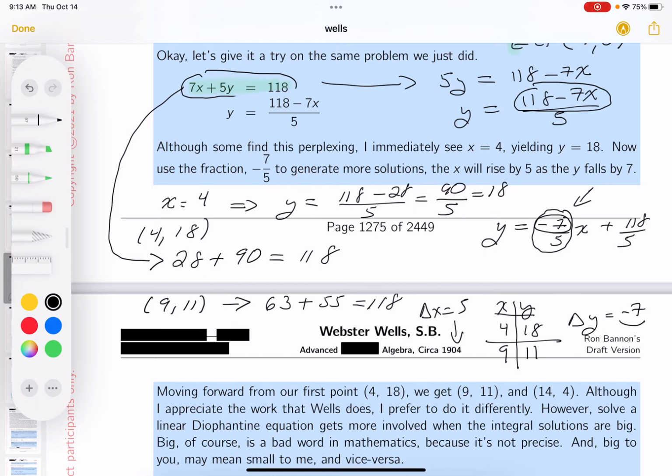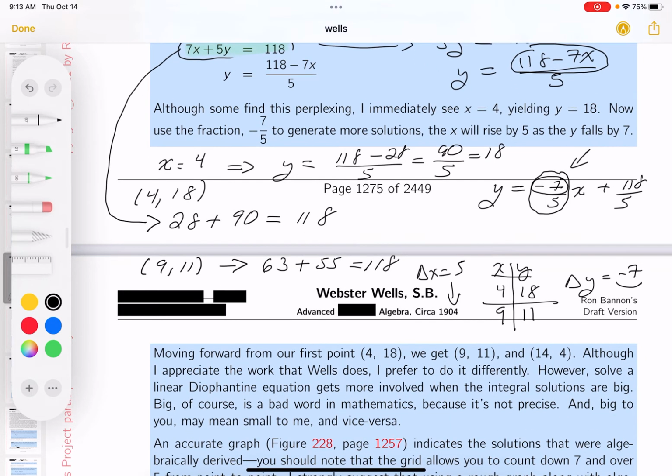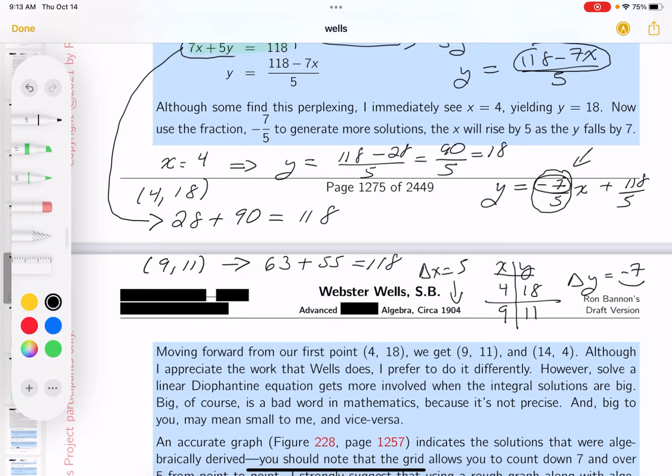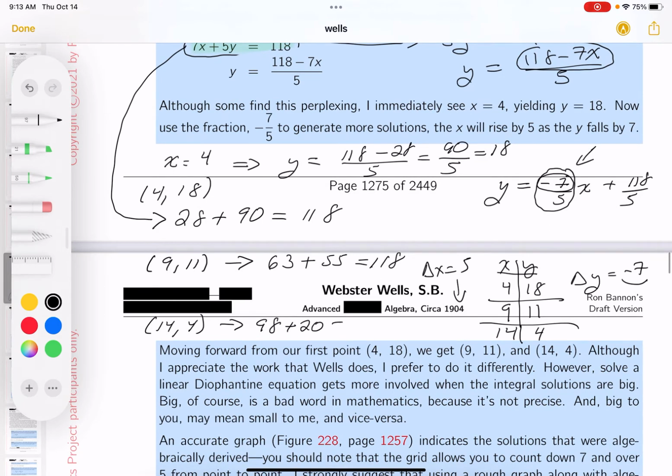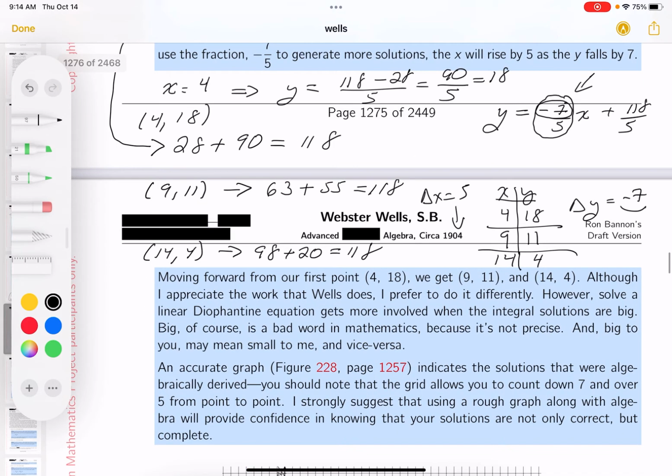By the way, you shouldn't be shocked. Could I get another one? Of course I could. What would you do? Keep going up by 5 on the x's. What's 9 up by 5? 14. I've got to go down 7 on the y's. What number would I get? Let's see, 11 minus 7 would be 4. Let's check it. I'll write this down for you. 14, comma 4. Well, 7 times 14 is going to be 70 and 28, 98. And 5 times 4 is 20, and 98 plus 20 is 118. It works beautifully.